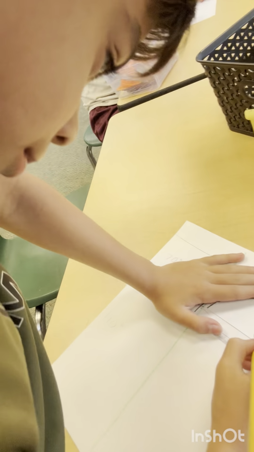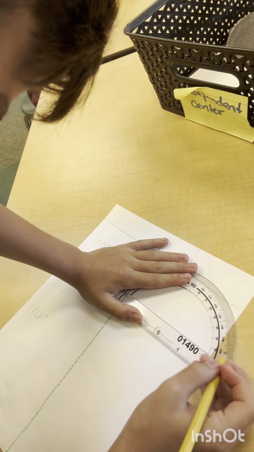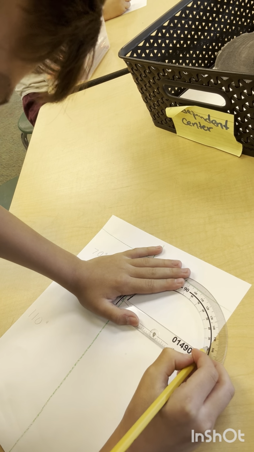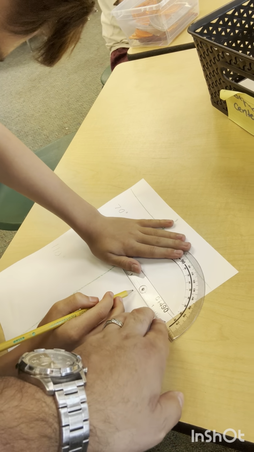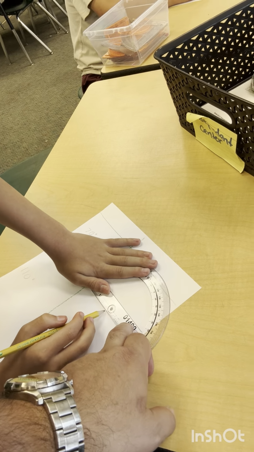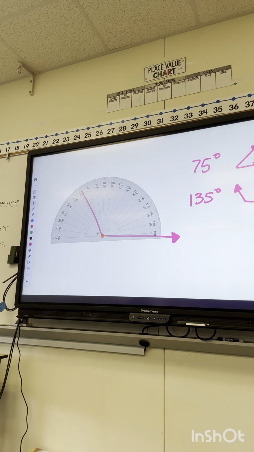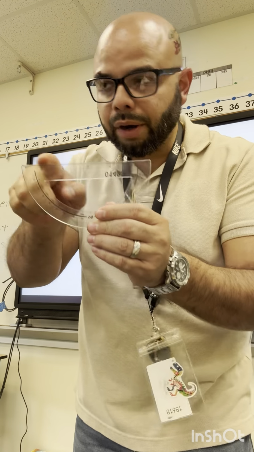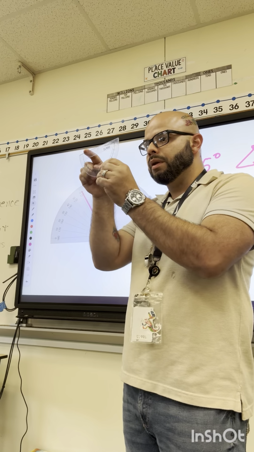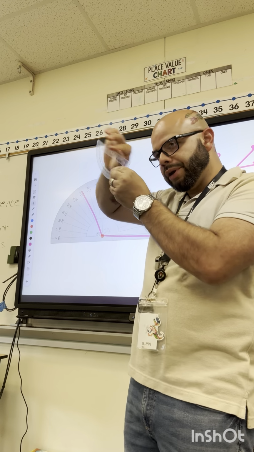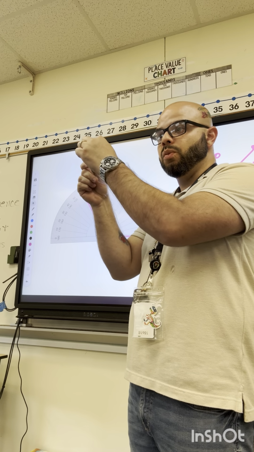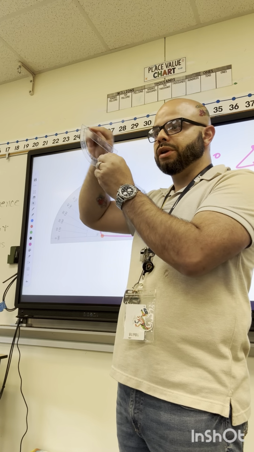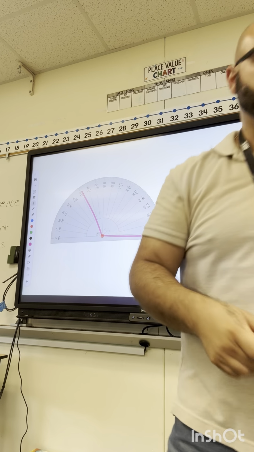Let me see. Good. So you're lining up that vertex. Good. Where's your baseline? Yeah, make sure you draw your baseline. And when you're drawing your baseline, guys, you could use the straight edge on the protractor. A straight edge is this straight part right here, guys. You could use that to draw straight lines. So if you mark your measurement and you want to connect it with the vertex, you're going to use that straight edge.